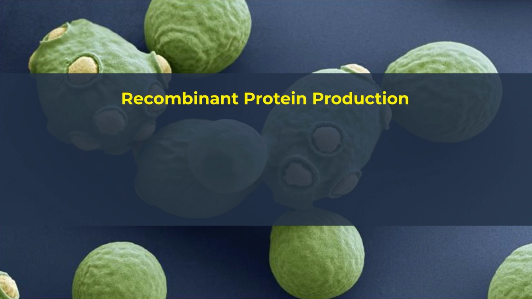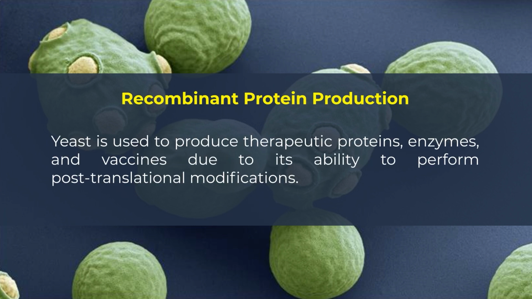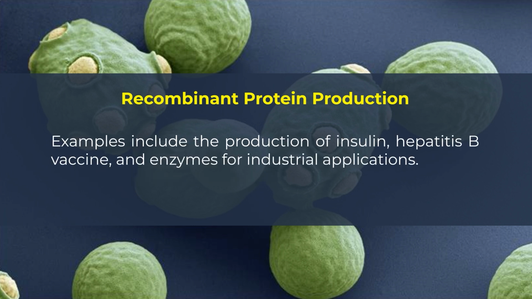For the production of recombinant proteins, yeast is used to produce therapeutic proteins, enzymes and vaccines due to its ability to perform post-translational modification. Examples include the recent COVID vaccine. One of the COVID vaccines has used yeast as a model organism for the production of that particular vaccine. It is also used for the production of insulin. It has been used for the production of hepatitis B vaccine and various enzymes for industrial applications.